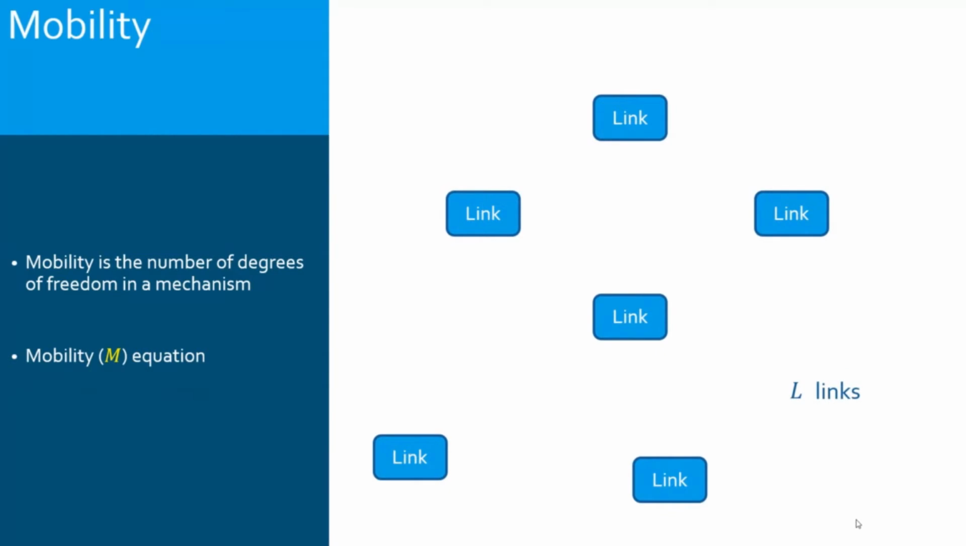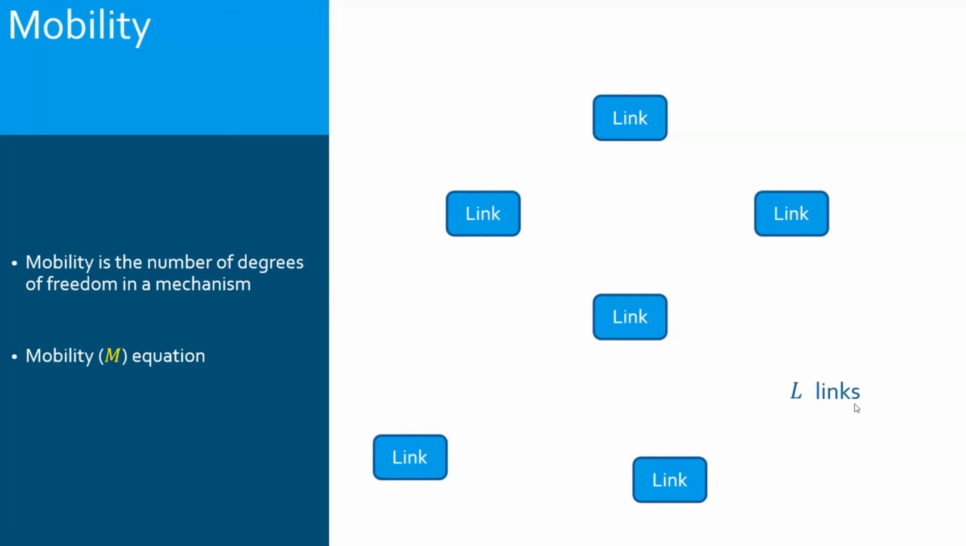So at the end we will come up with the equation of mobility, the equation that will give how we calculate mobility, and we will denote mobility as capital M. Now, let's consider that the mechanism is made, of course, of links. Here we consider it is made of a certain number that we will denote as L. So here we assume that we have L links, L rigid bodies in the mechanism.